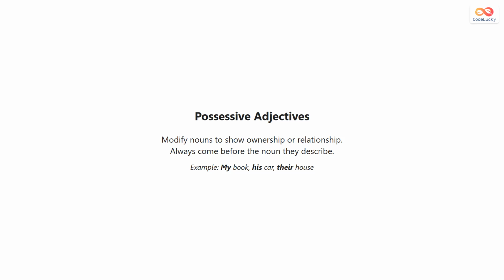Possessive adjectives are words that come before a noun to show ownership or relationship. They modify the noun directly. Examples include my, your, his, her, its, our, and their. For example, when you say my book, the word my tells us who owns the book. Possessive adjectives never stand alone. They must always be followed by a noun.